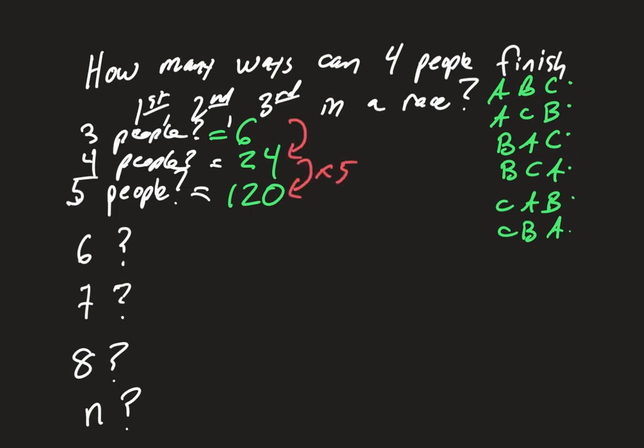How do we go from here to here? Times 4. And if I had two people finishing for second and third, I can't because there's only two people. So if we wanted to go to 6, it'd be that times 6. There are 720 ways for 6 people. If I have a group of 6 people to finish for first, second and third place, we keep going up by one as we're multiplying more by one, more by one, more by one.